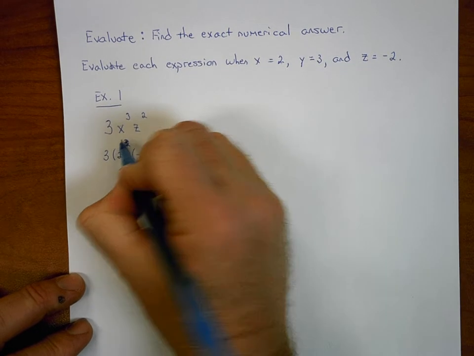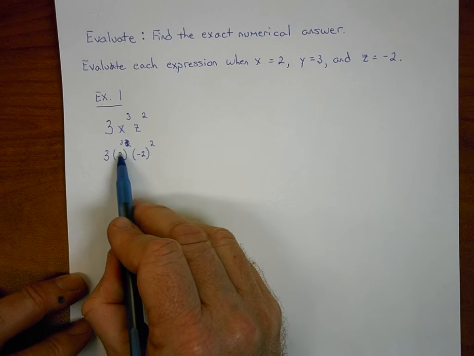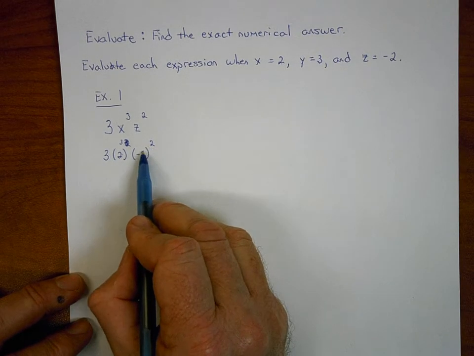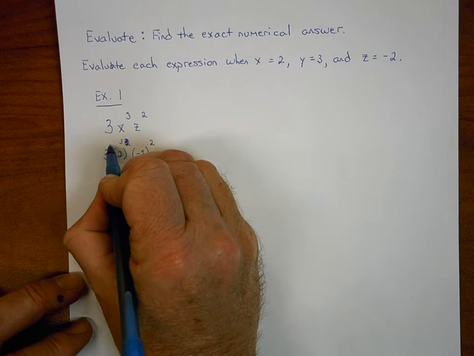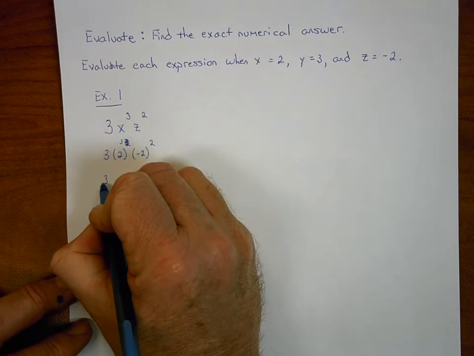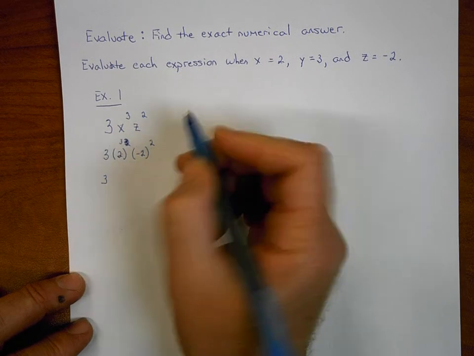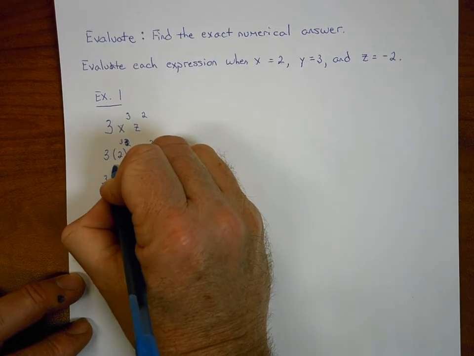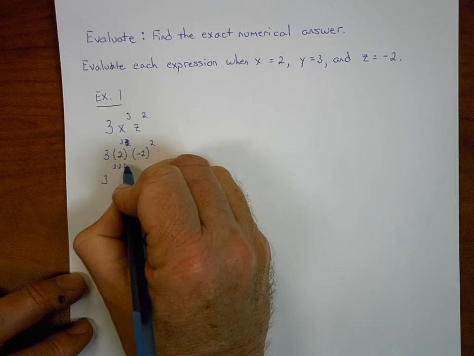All right, so now we're just going to evaluate it. So I'm going to follow the order of operations. The order of operations says I need to work out the exponents first. Okay, so this 3 does not have an exponent, so I'm going to just leave it alone. And then I'm going to work out 2 to the 3rd power. So 2 to the 3rd power means 2 times 2 times 2, and that's going to be 8.